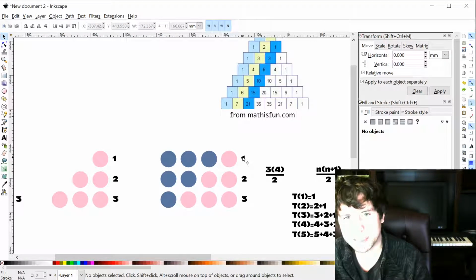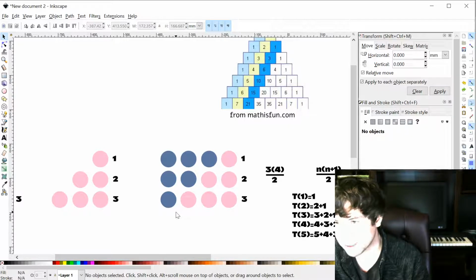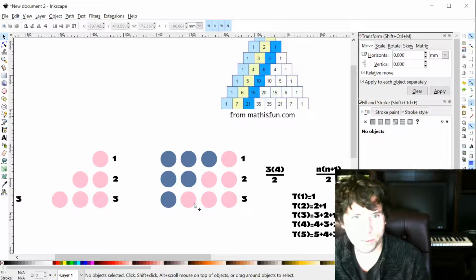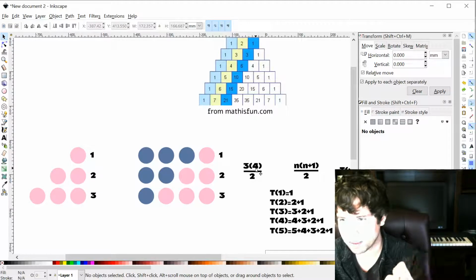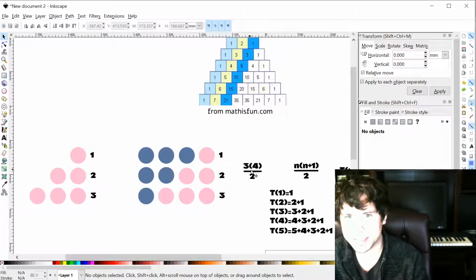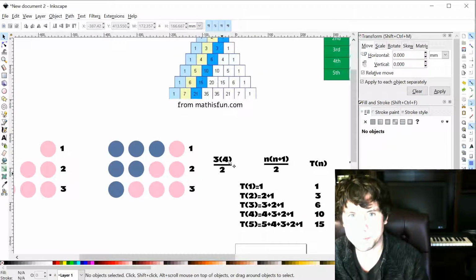So the dimensions of the rectangle will have to be the number that you're going up to, 3, times 4, base times height, and the triangle is that divided by 2. So 3 times 4 is 12, divided by 2, that's 6. So the sum of the first 3 numbers is 6. And this formula will always work. Take the number, add 1 to it, multiply those, and then divide by 2. That makes the formula.